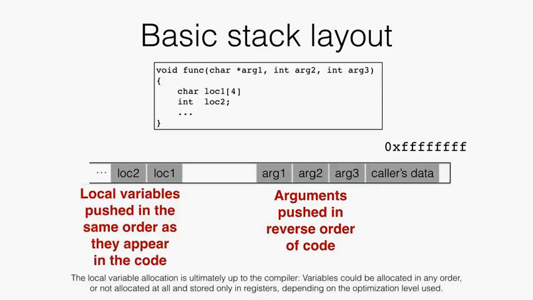Now, the local variables of the function are accessed on the stack as well, and they are stored in the order that they appear in the program text. That is, first loc1 and then loc2. There are a couple bits of information that are stored in between, and we'll see what these are in a moment.